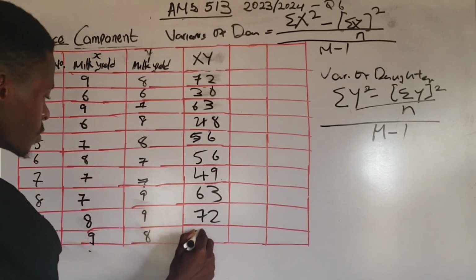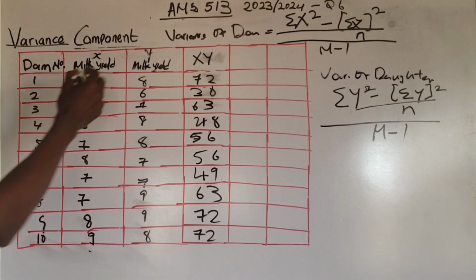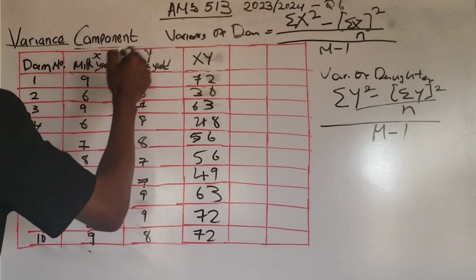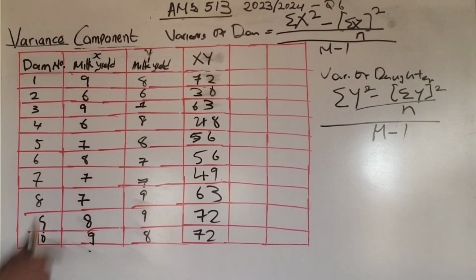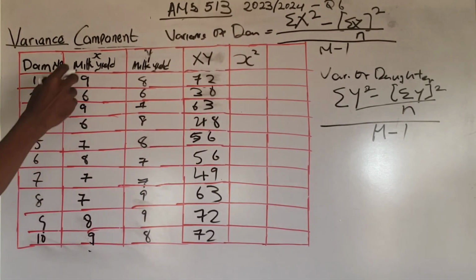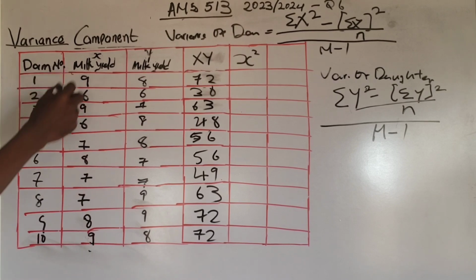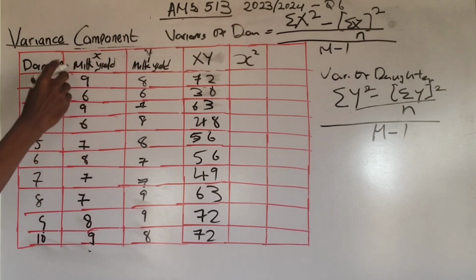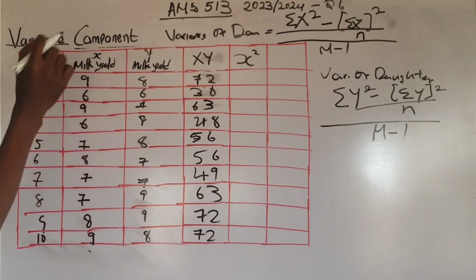Okay. So the next is x square, the square of the dam's milk yield. So we are going to square our x. So 9 square is what? If I want to get the value of the first cell, I'm going to square 9, right? Yes, square 9, because that is the corresponding value of the x. Okay, sir.